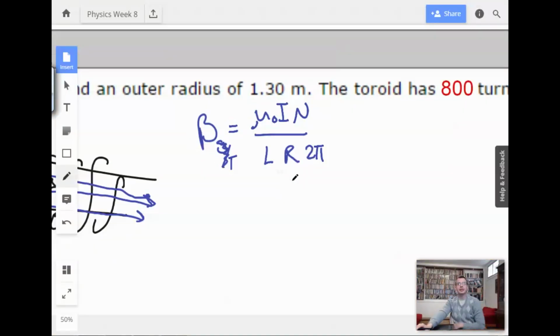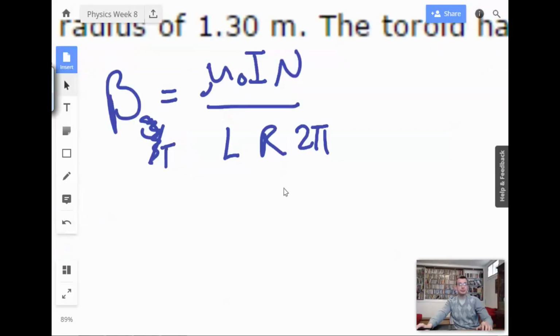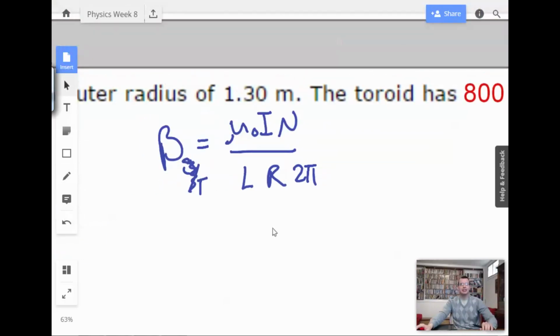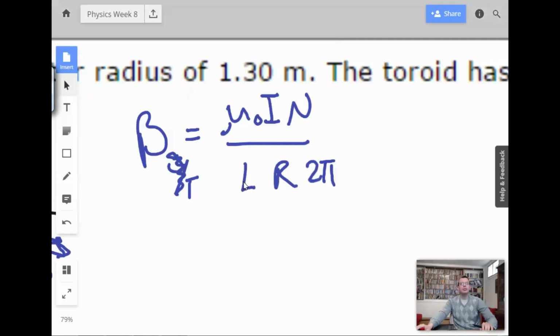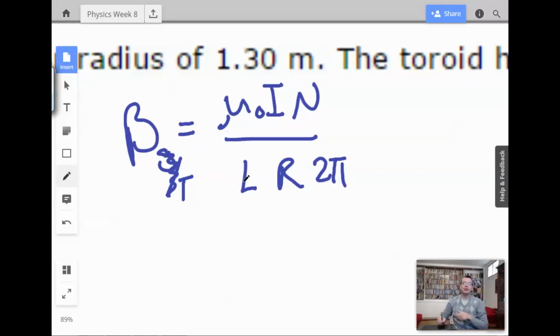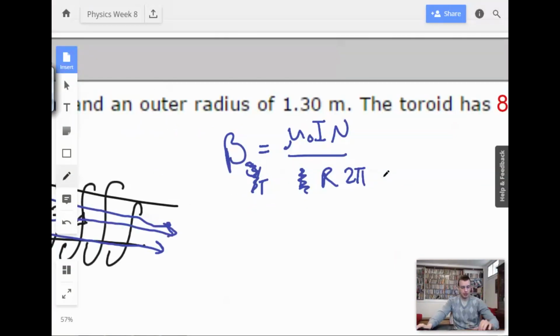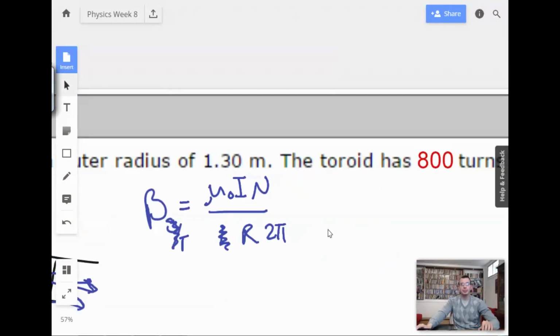Okay, so I would not memorize this. You'll probably be given it on an equation sheet, and if you're not, memorize it like 10 seconds before the test. What did I have for the L there? That's just 2 pi R. 2 pi R is the length of the toroid. Okay, perfect. Got it. So now we're just going to plug in some numbers.